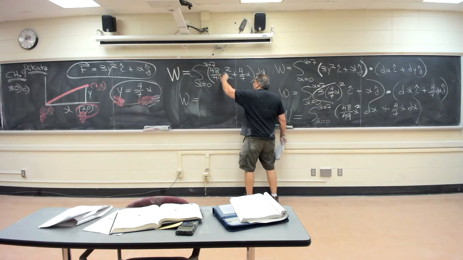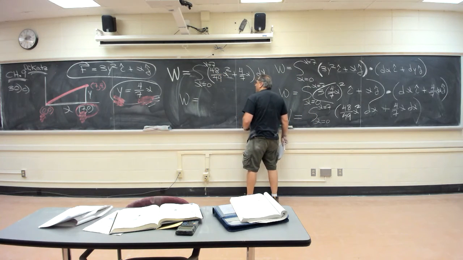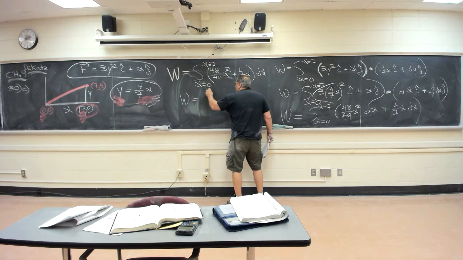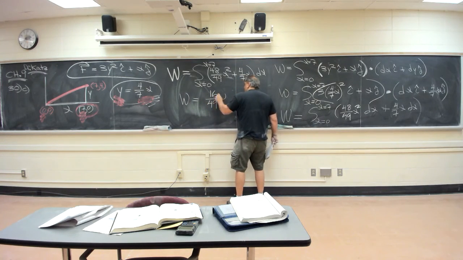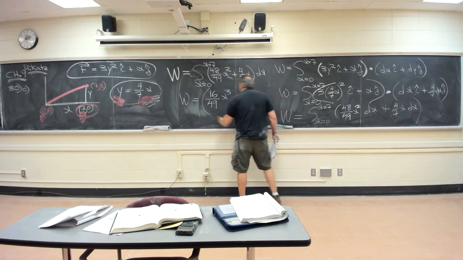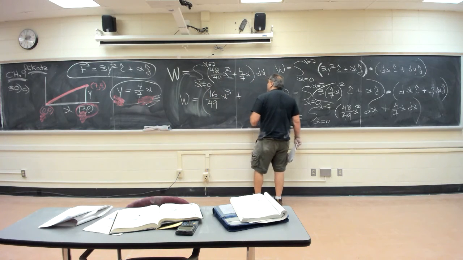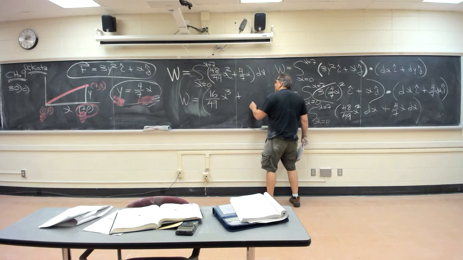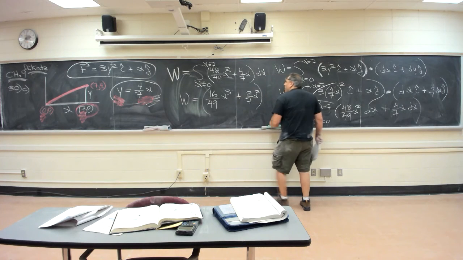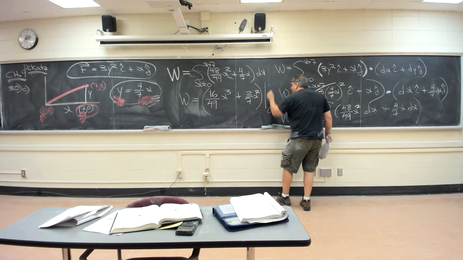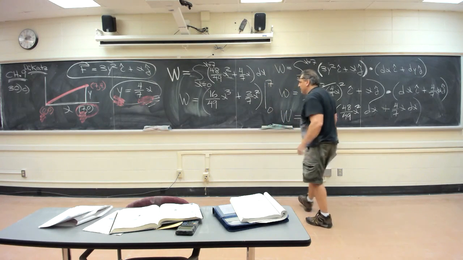Well, okay, let's do it. Let's integrate this thing. Use the power rule. It's going to be kind of all over the place, but it's going to end up as 16 over 49 x to the third. This right here is going to be 2/7 x squared. We're going to evaluate between 0 and 7.